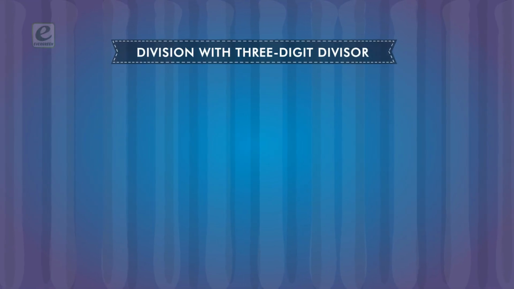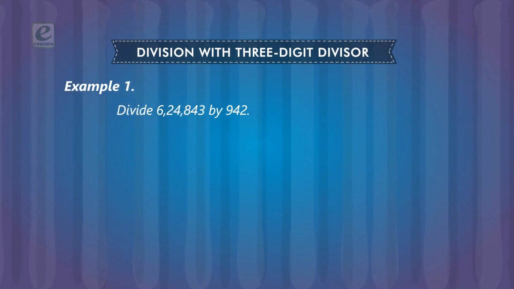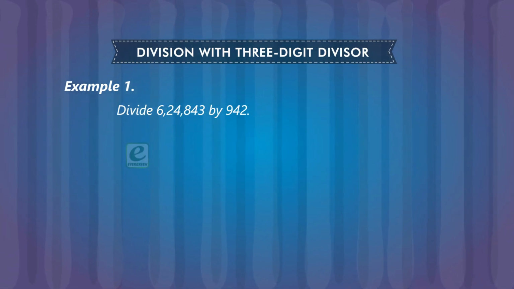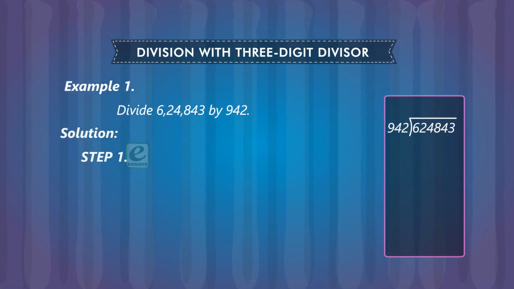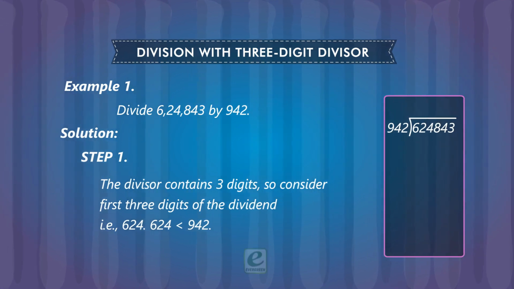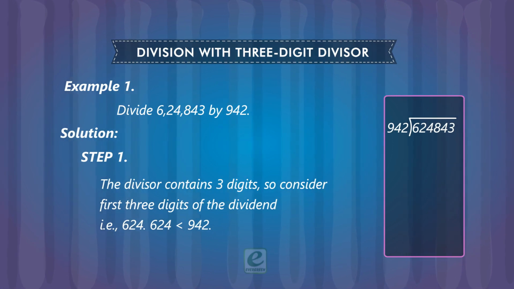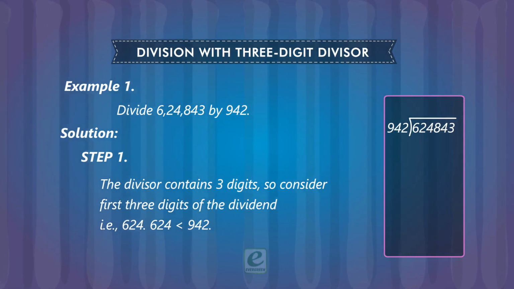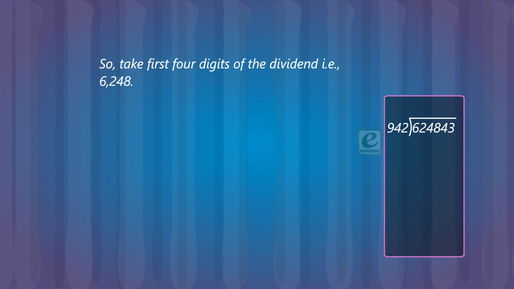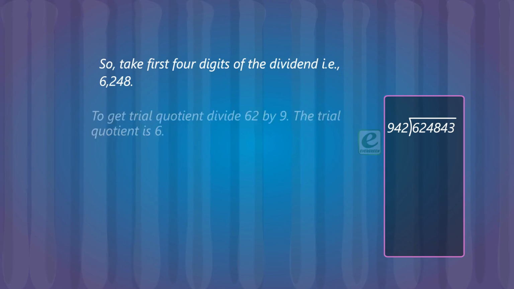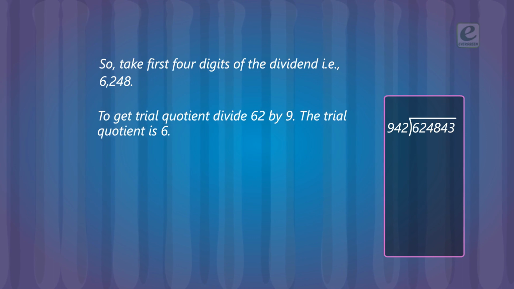Division with 3-digit divisor. Example 1. Divide 6,24,843 by 942. Solution. Step 1. The divisor contains 3 digits. So, consider the first 3 digits of the dividend, that is, 624, which is less than 942. So take the first 4 digits of the dividend, that is 6,248. To get the trial quotient, divide 62 by 9. The trial quotient is 6.